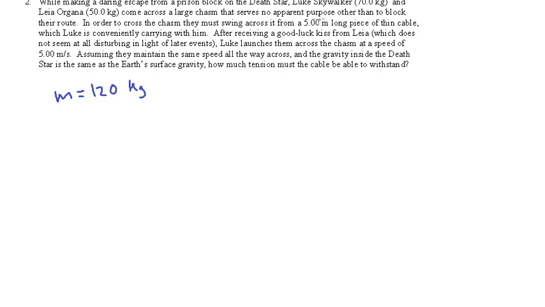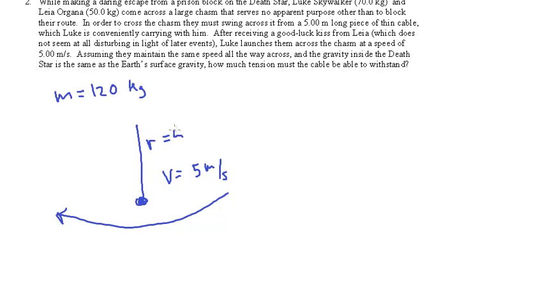Okay, easy enough. They're swinging across this chasm, swinging from a 5-meter long piece of thin cable. So they're basically going, shoop, like that, okay? And their speed is 5 meters per second. And the length of their cable, which I'm going to call R for semi-obvious reasons, is 5 meters. So this is like a circular motion thing, and we need to find out how much tension the cable has to be able to take.